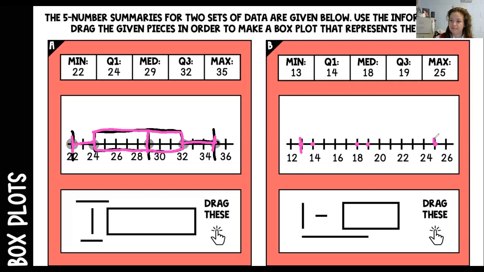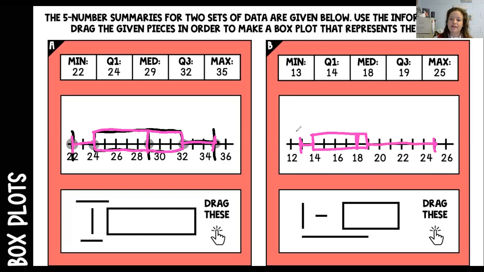Now remember, on my minimum, draw my line. On my maximum, draw my line. Quartile 1, all the way to quartile 3, we create that box. And then we also have to draw a line on the median. Now we can't let that box just float in the middle. So we've got to connect it to our minimum and our maximum.